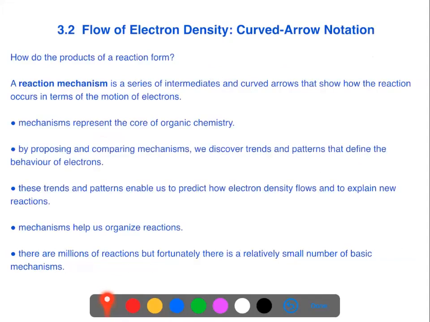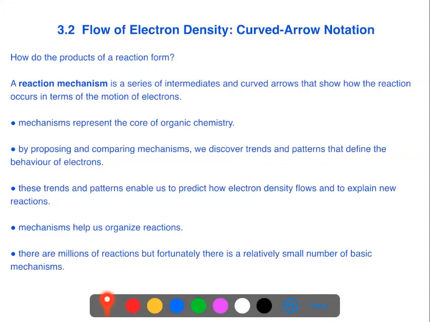So we ask the question, how do products of a reaction form? Those details are what we refer to as the reaction mechanism. And a reaction mechanism is a series of intermediates and curved arrows that show how the reaction occurs in terms of the motion of electrons. And these mechanisms are very important to our understanding of organic chemistry. They represent the core of organic chemistry. We often will categorize and classify organic chem based on the types of reaction mechanisms that organic molecules undergo.